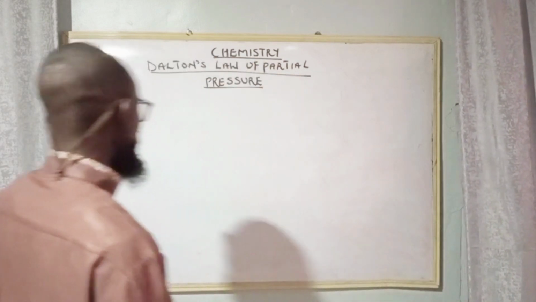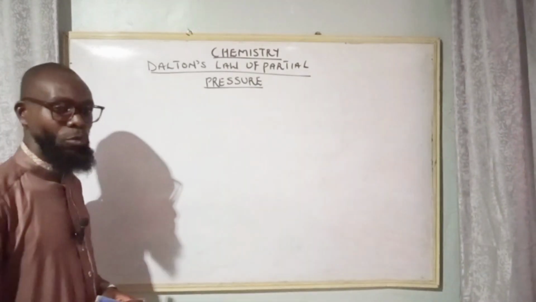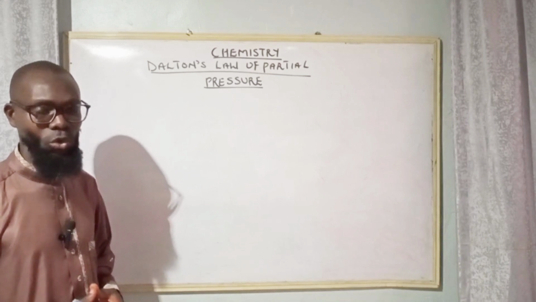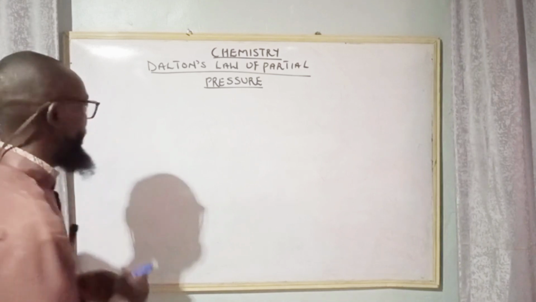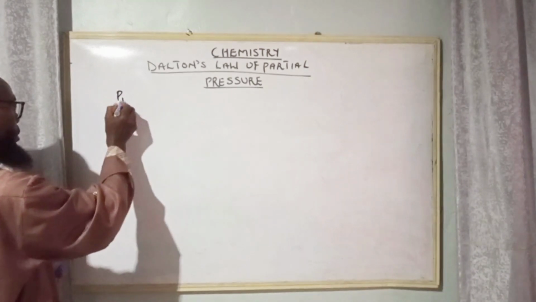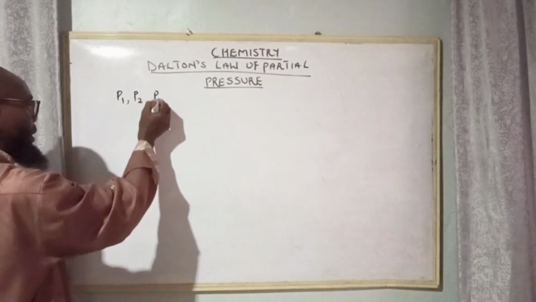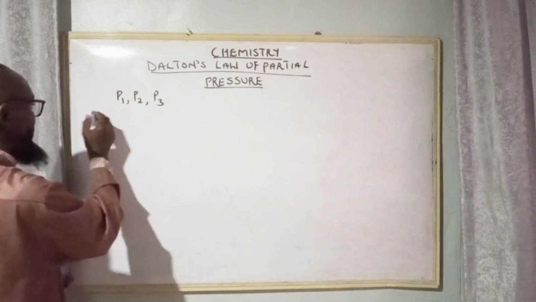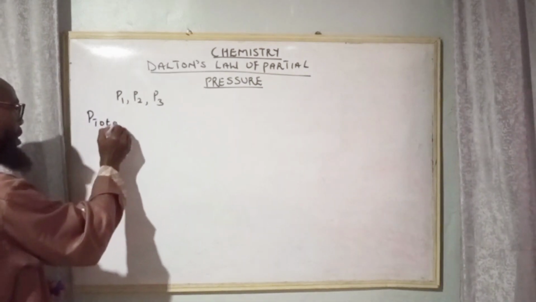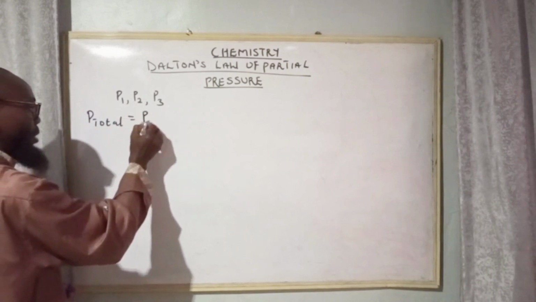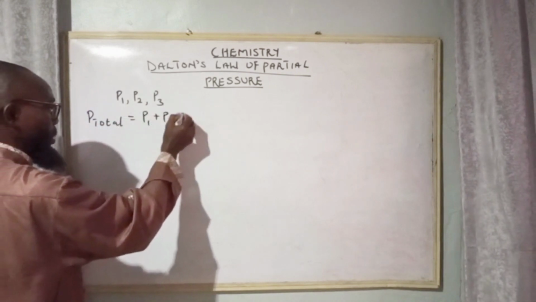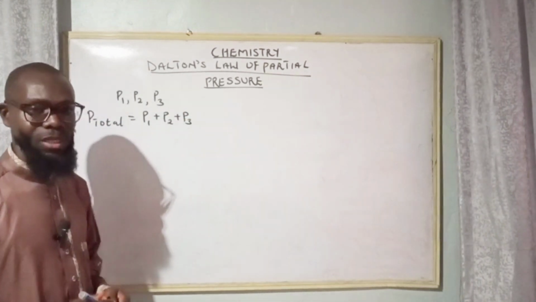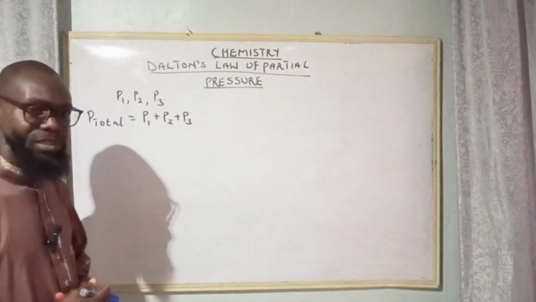Now, let us assume we have three gases. And these three gases, as you know, have pressures of P1, P2, and P3. Then the total pressure of these gases, P total, will be equal to P1 plus P2 plus P3. And don't forget that we have these three gases in a container.